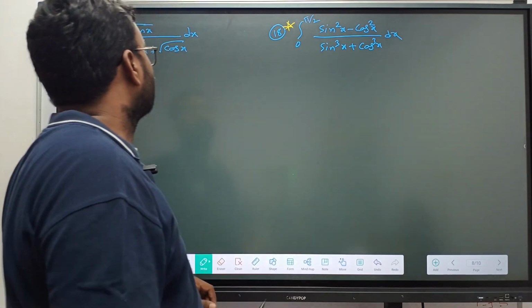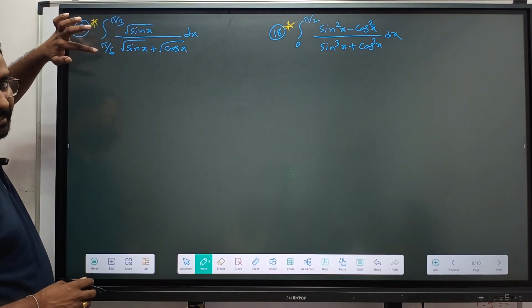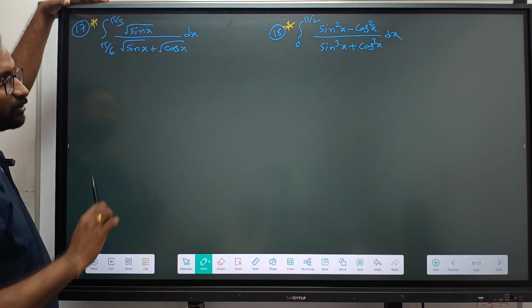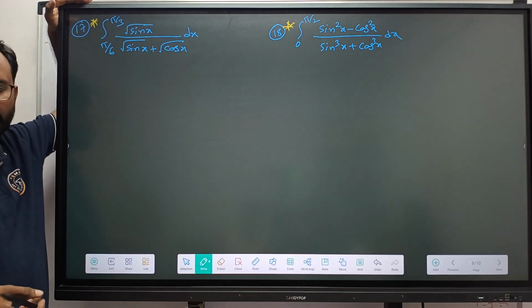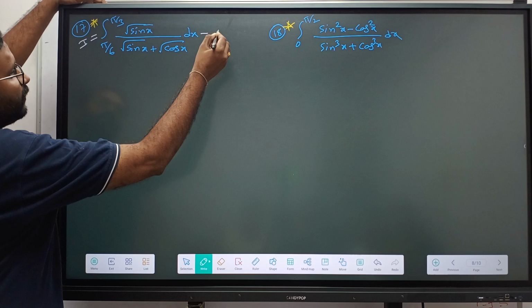Next question. The integral from pi by 6, 30 degrees, to pi by 3, 60 degrees, of root sin x by root sin x plus root cos x dx. This is also a similar question, very easy. Let this be equal to I, equation number 1.